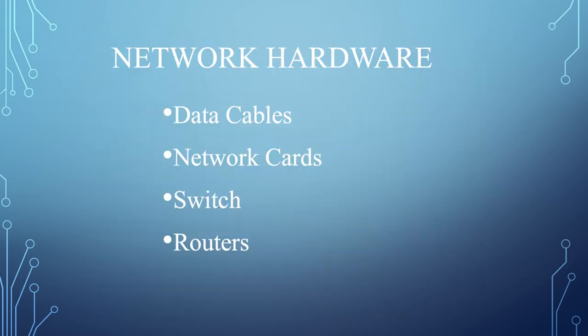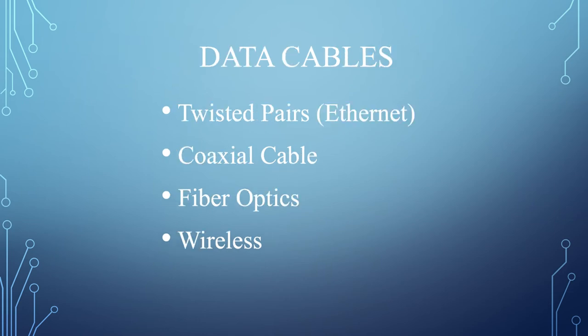Let's see, I'm trying to move along here a little bit. I just want to talk briefly about some different network hardware, the kinds of things you need to make these connect. You have data cables, network cards, switches, and routers. There are all kinds of different types of data cables: twisted pairs, coaxial cables, fiber optic cables, and wireless.